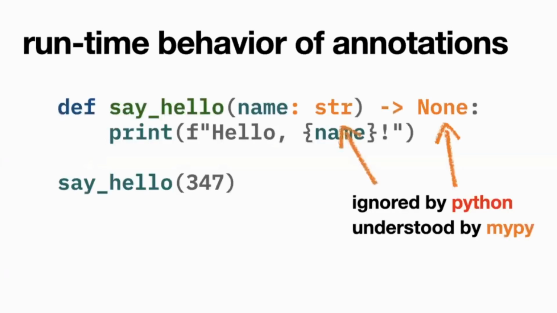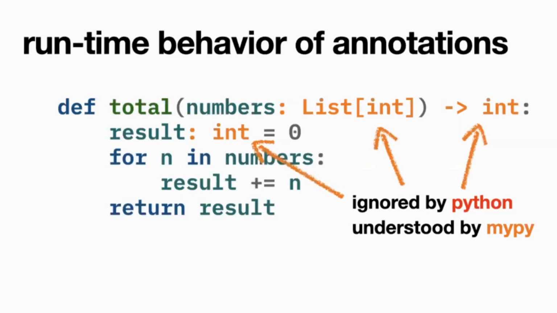But you have to understand that the types are ignored by Python, but they're understood by a separate tool that checks them for you. And that separate tool is what MyPy is. All right, and the same thing is true for all the examples that I showed.